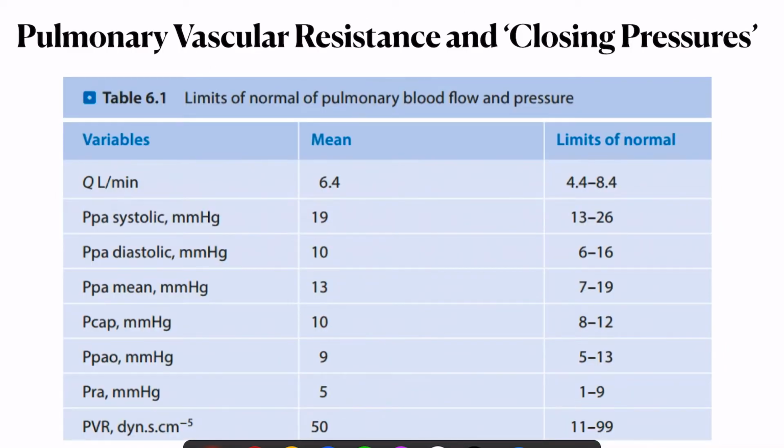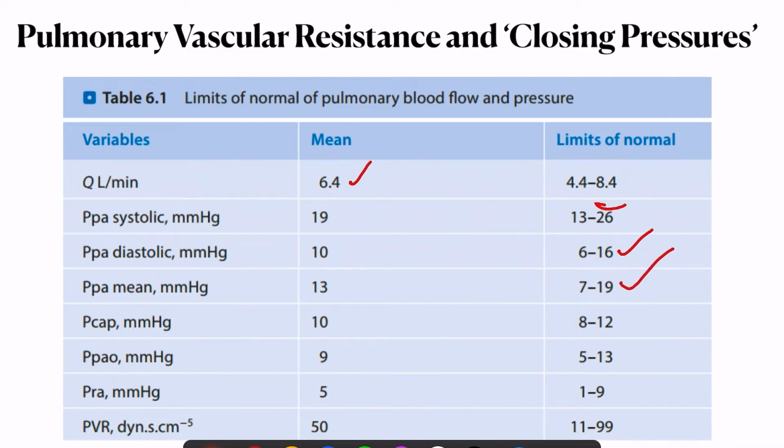Now, the limits of normal pulmonary blood flow, that is the normal values, can be seen over here. The cardiac output is equal to the cardiac output that is coming from the left ventricle. The systolic pulmonary artery pressure averages 20, ranging from 13 to 26. Diastolic ranges from 6 to 16, while the mean ranges from 7 to 19.